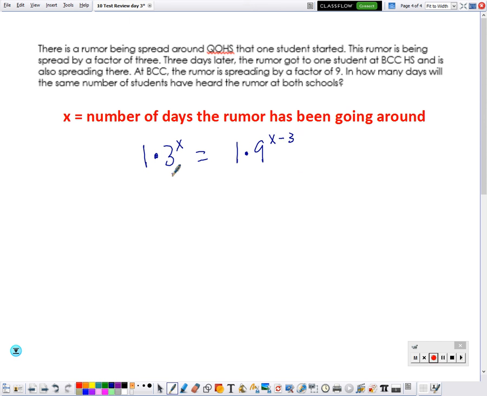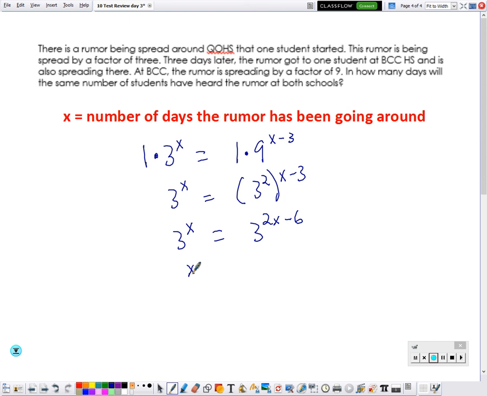So which base is going to change? The 3 or the 9? The 9. Right, so what's the 9 going to become? 3 squared. All right, now what are we going to do? Distribute. So we're going to keep 3 to the x equals 3 to the what? 2x minus 6.